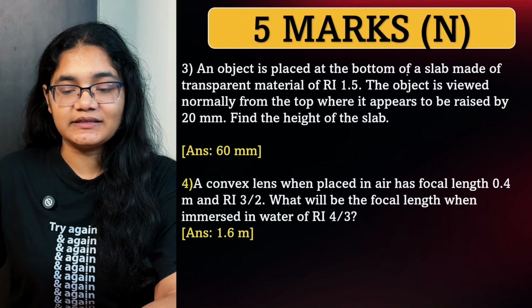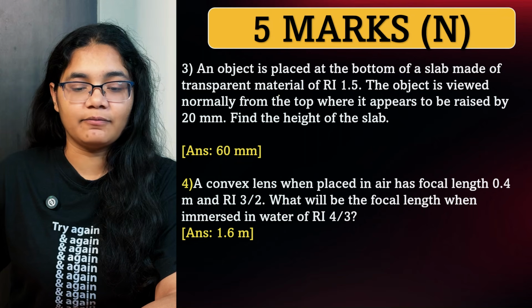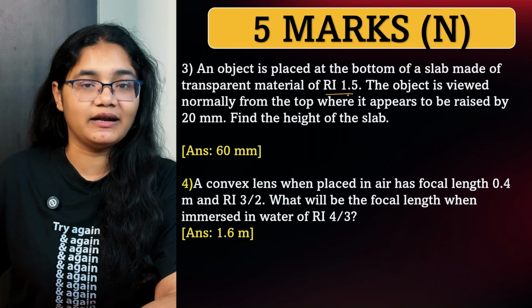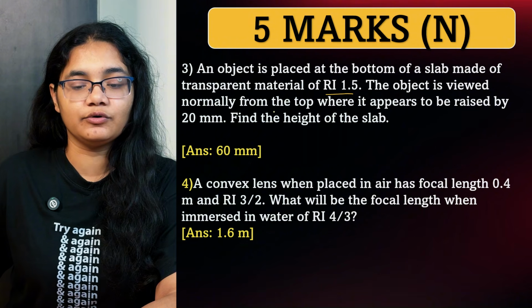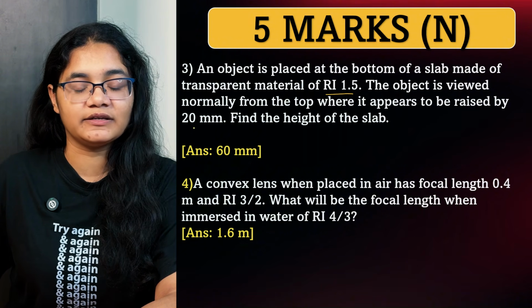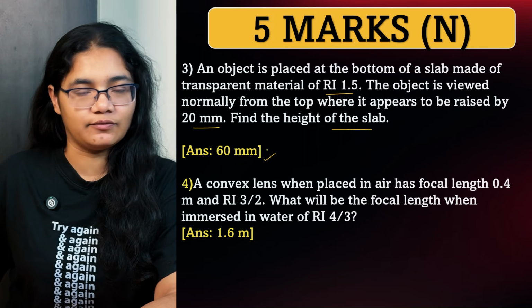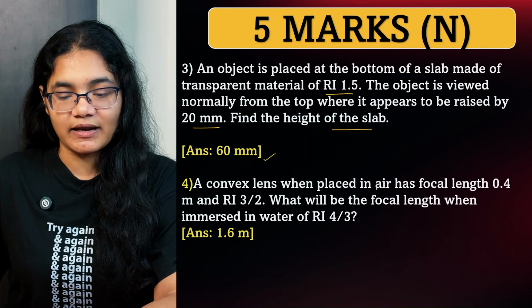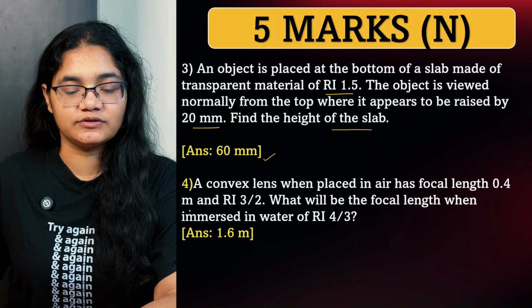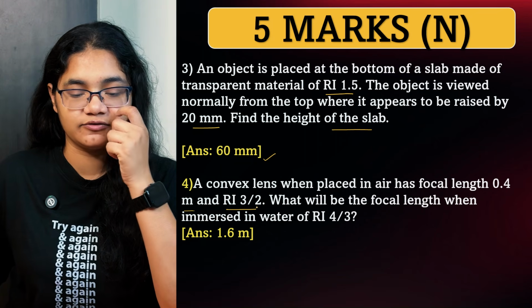Next, an object is placed at the bottom of a slab made of transparent material of refractive index 1.5. The object is viewed normally from the top, where it appears to be raised by 20 mm. Find the height of the slab, which is 60 mm. That is the answer you will get. Next, a convex lens when placed in air has a focal length of 0.4 meter and refractive index of 3 by 2.